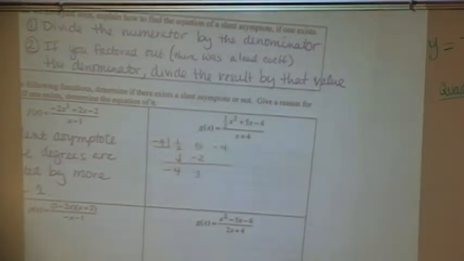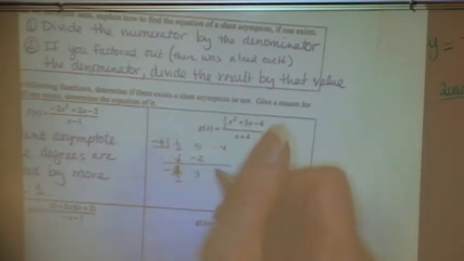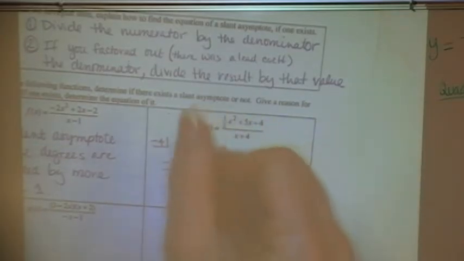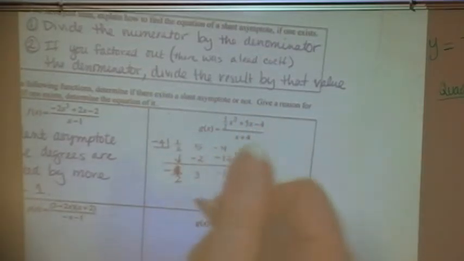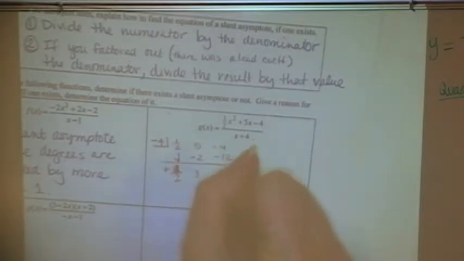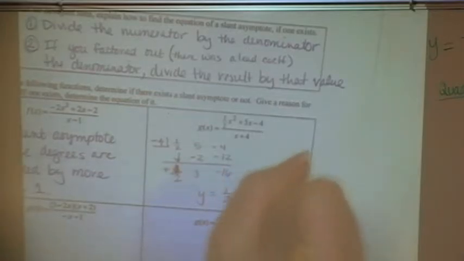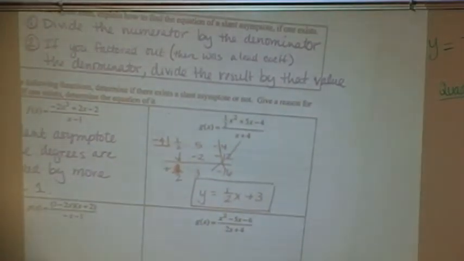No. 1/2 comes down. Oh, gosh, thank you. I did this part right. My head is off today. I don't know why. So y equals 1/2 x plus 3. Disregard the remainder. Everybody good?